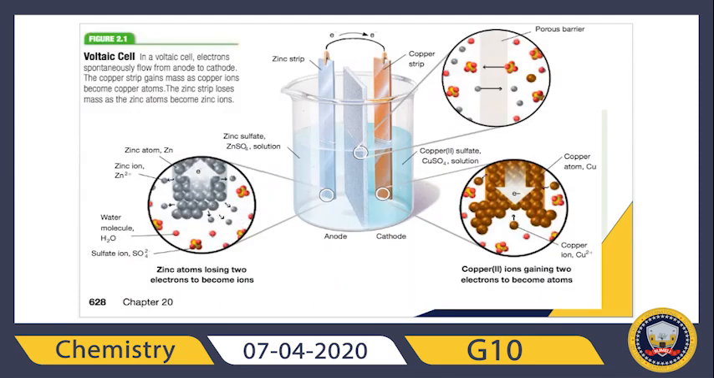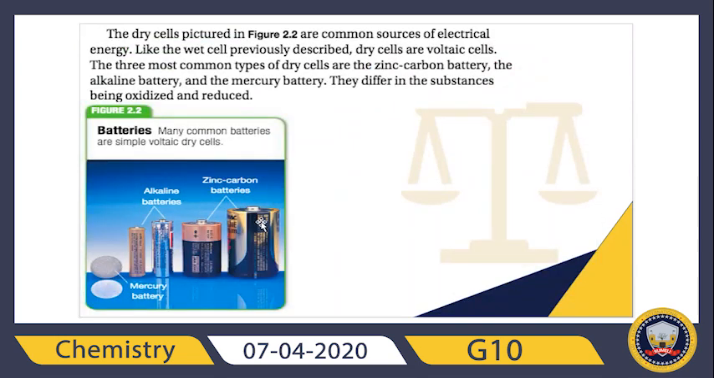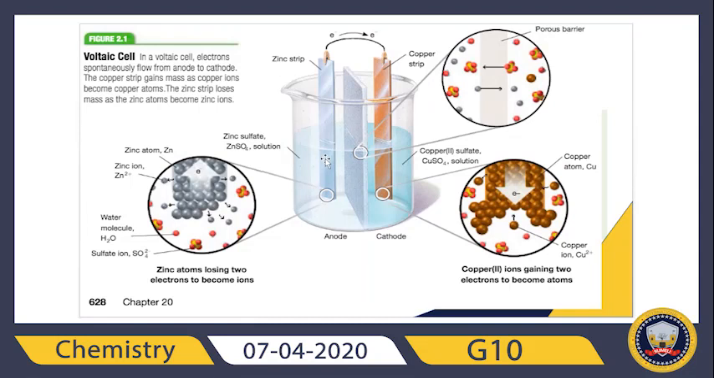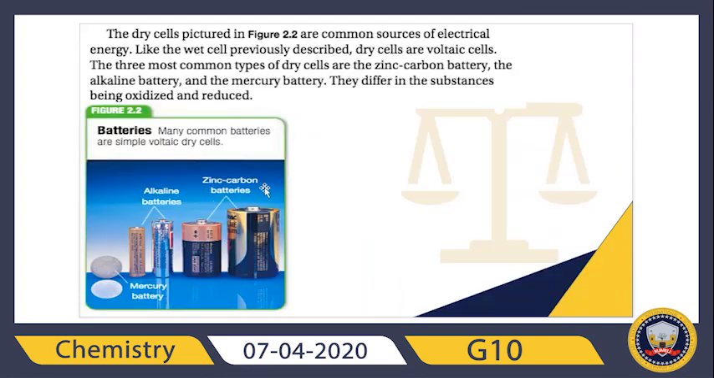Now, the dry cells pictured in figure 2.2 are common sources of electrical energy. All of this is called dry cells, like the wet cell previously described. So this one is a wet cell. You should remember: if they give you an example of a wet cell, you should know this, and an example of a dry cell is a battery. Like the wet cell previously described, dry cells are voltaic cells.